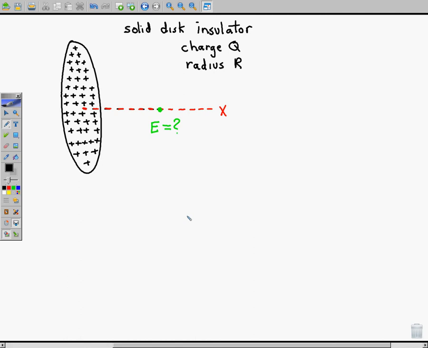The disc is in the YZ plane, and a point at its center, projected perpendicularly out, like a normal line, is the x-axis. And we're going to be trying to find the strength of the electric field at a point that's a distance d from the center. So from the center to here, that distance right there is a distance d.